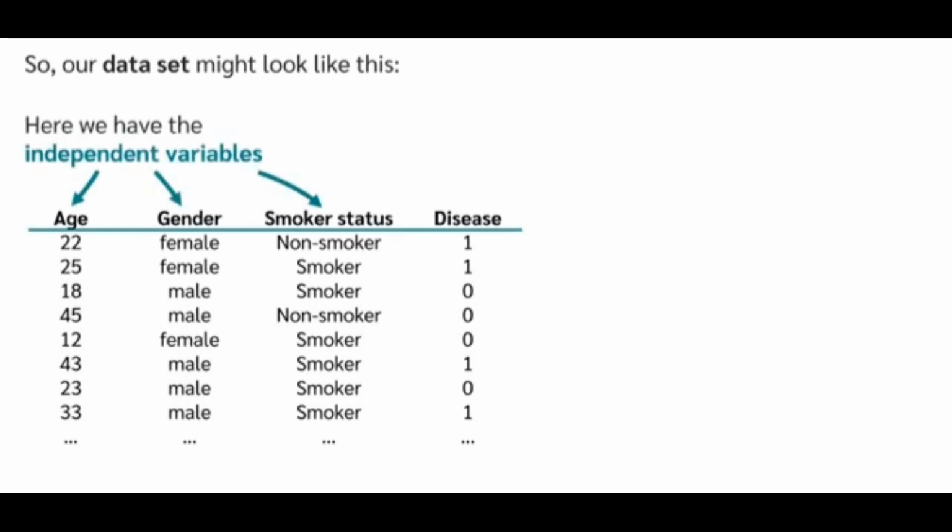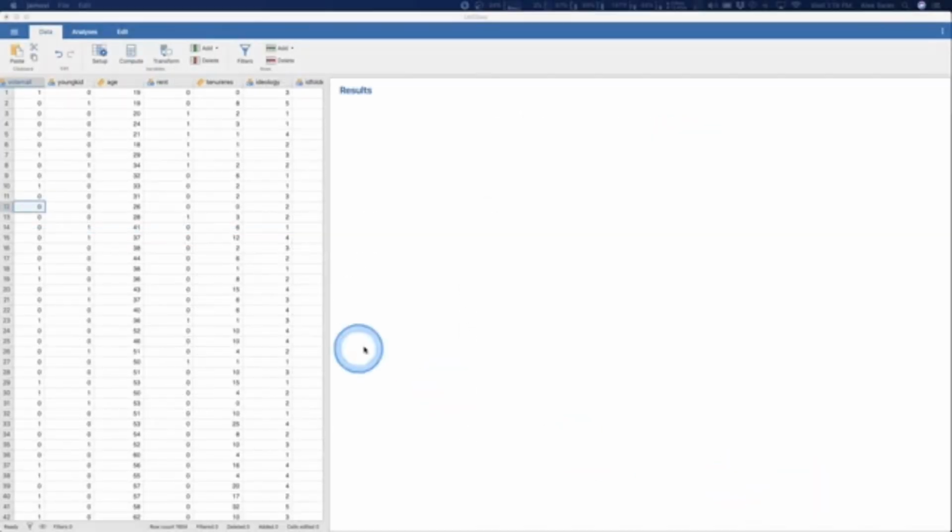So our data set might look like this. Here we have the independent variables. And here the dependent variable with a 0 and 1. And now, we will show you a short tutorial about how to use the logistic regression in Jamovi.